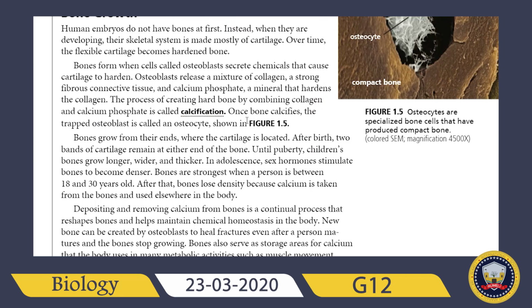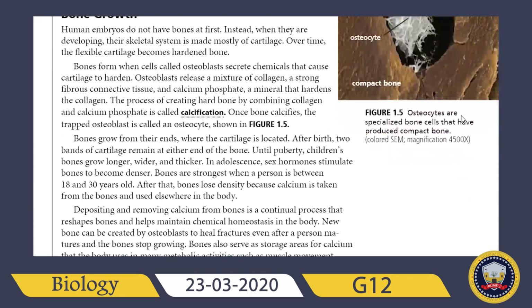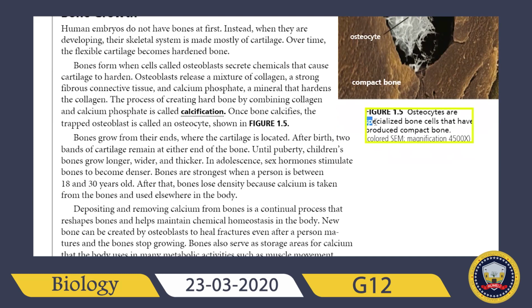Good. So once bone calcifies, the trapped osteoblasts are called osteocytes. So the osteoblast here, before this, we call it osteoblast. Once the osteoblast produces enough calcium phosphate and collagen for the bone to harden, the trapped osteoblast is called an osteocyte. So osteocytes are specialized bone cells that have produced compact bone. Good.